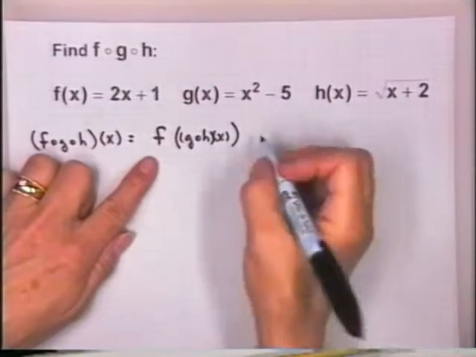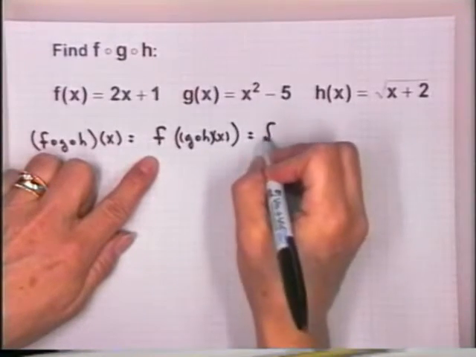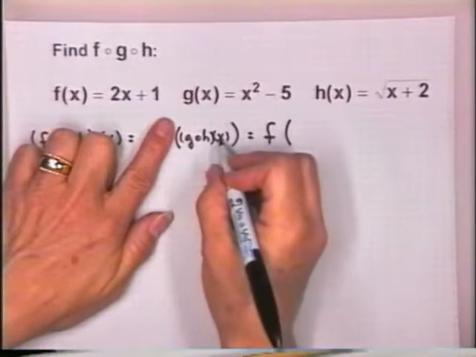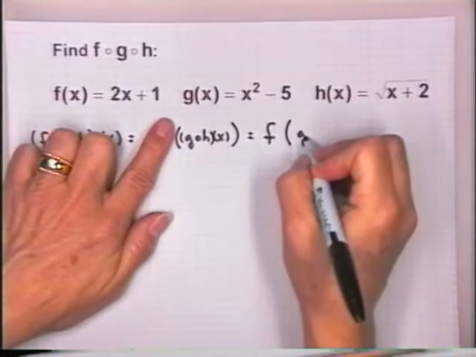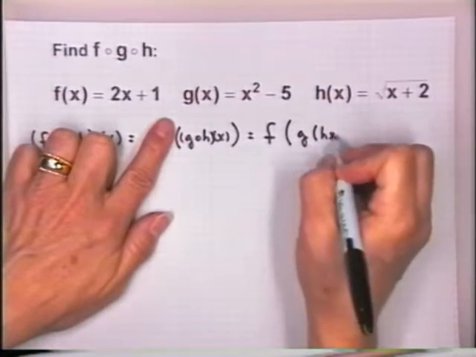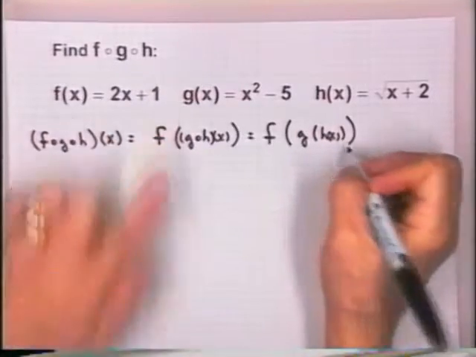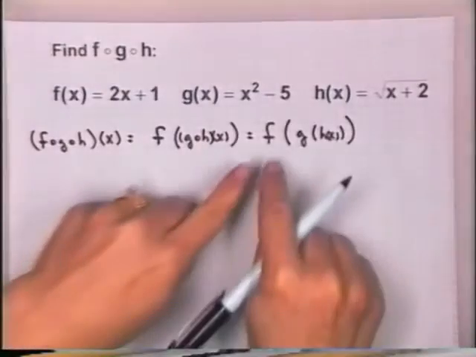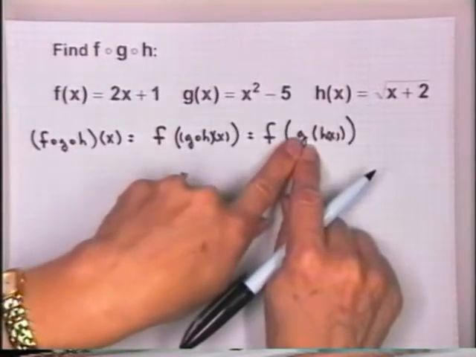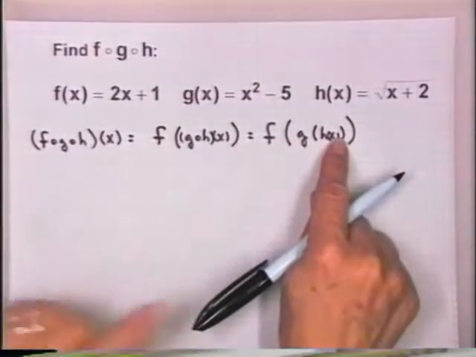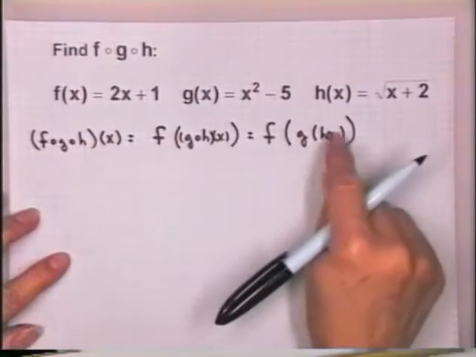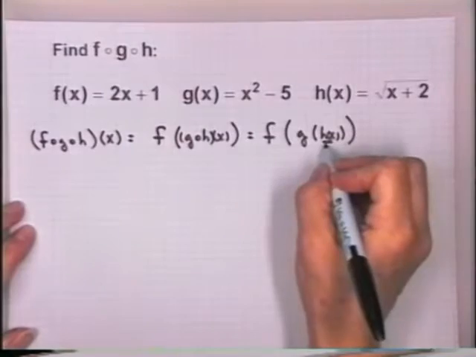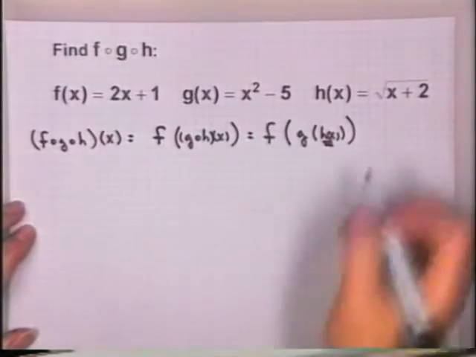Now, I'm going to take this a little bit further. I'm going to leave this f, and inside here, when I have g circle h of x, g is on the outside, h is on the inside. So really, when you say f circle g circle h of x, you're saying f of g of h of x. And notice that very inside function is the very inside function here. We're going to start on the inside and work our way out.